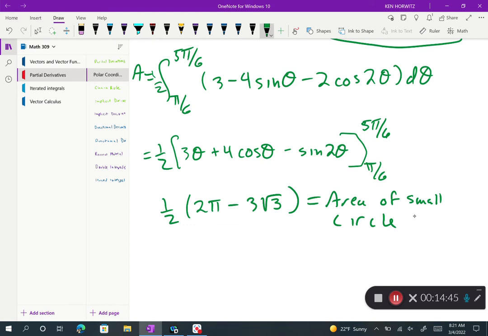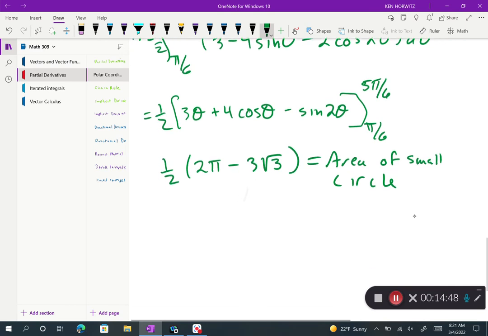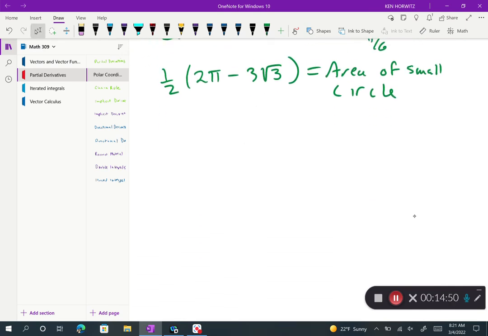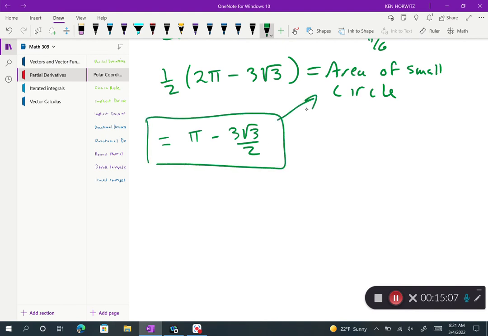All right, and you can further simplify this by distributing your half. So I get pi minus 3 radical 3 over 2. And this, again, would be my final answer. And it is, again, the area of the smaller circle. Now, the thing we need to do is this. Now we need to find the area of the larger circle, right? We find the area of the larger circle, and then we subtract the two, and we should get our answer.